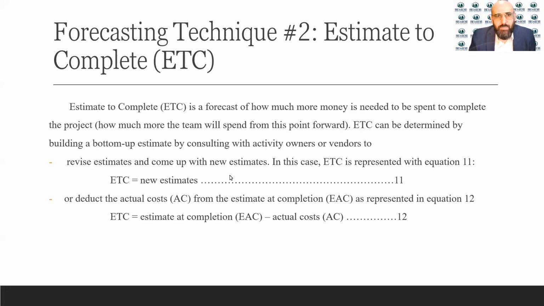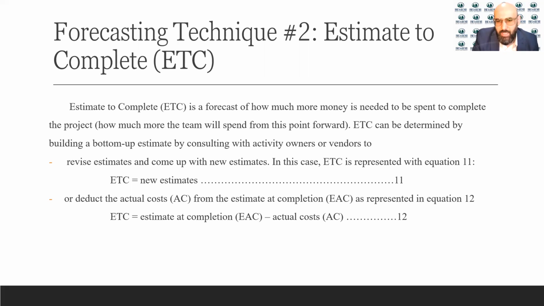Now we're moving into estimate technique number 2, which is estimate to complete. Estimate to complete is a forecast of how much more money is needed to complete the project, or the answer to the question: how much more will the team spend from this point forward. ETC can be determined by building a bottom-up estimate, consulting with the activity owner or vendor to revise the estimate and come up with a new estimate.